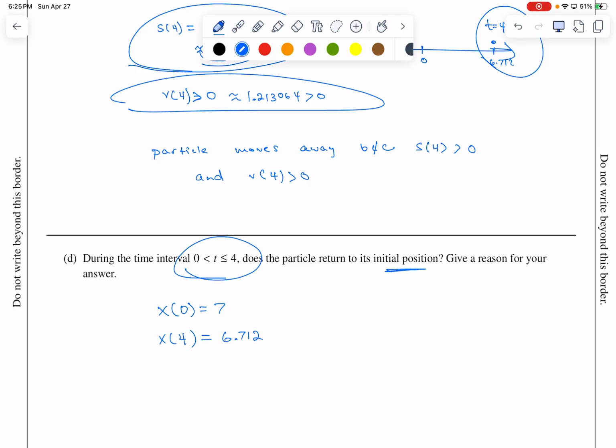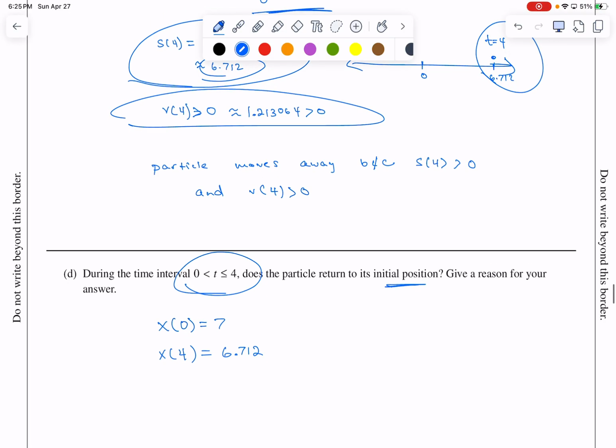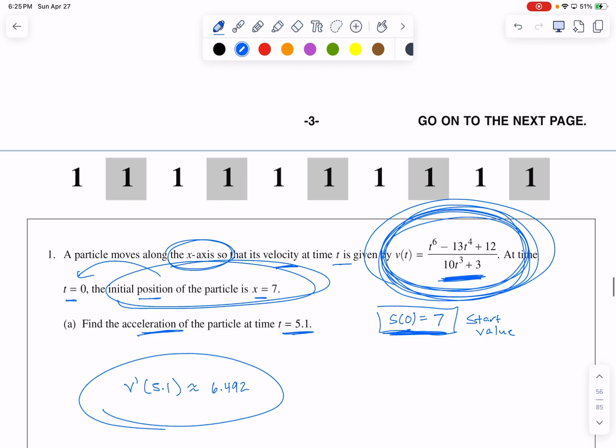All right, so here's the deal. Look at the problem. We know x of t. Let's go back up to the original problem, because this is using what theorem? What theorem is this using when we want to prove that it goes through a certain value?